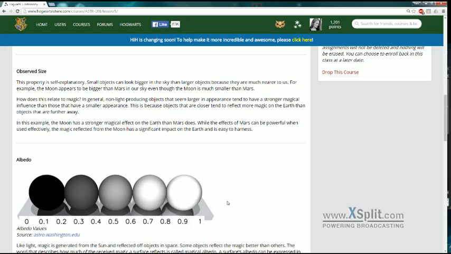In general, non-light producing objects that seem larger in appearance tend to have a stronger magical influence than those that have a smaller appearance. This is because objects that are closer tend to reflect more magic on the Earth than objects that are further away. In this example, the moon has a stronger magical effect on the Earth than Mars does. While the effects of Mars can be powerful when used effectively, the magic reflected from the moon has a significant impact on the Earth and is easy to harness.